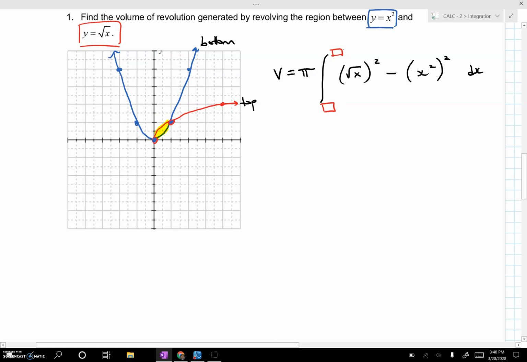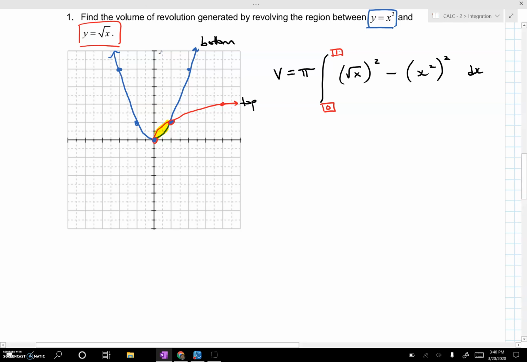Now, if I look at my diagram, where do they intersect? They intersect at 0 and they intersect at 1. So the integral is from 0 to 1. That's how I figure it out if my diagram is an amazing diagram. But what if you are not a great drawer and you don't know how to do that?